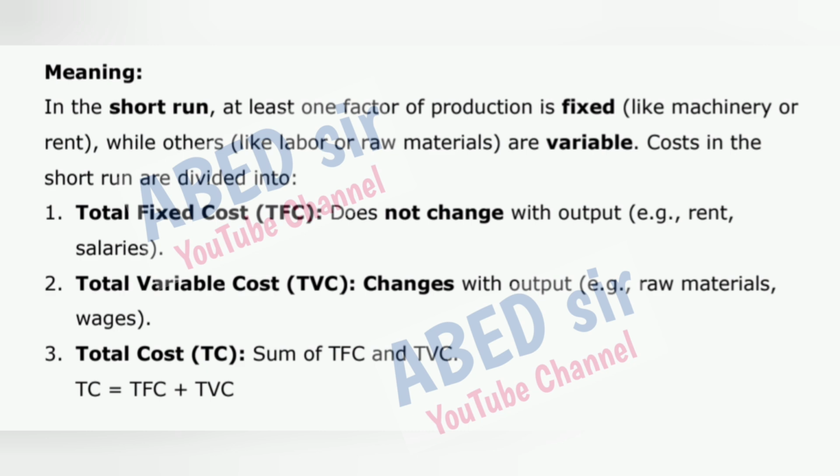Costs in the short run are divided into: 1. Total fixed cost, TFC, does not change with output, for example rent, salaries. 2. Total variable cost, TVC, changes with output, for example raw materials, wages. 3. Total cost, TC, the sum of TFC and TVC. TC is equal to TFC plus TVC.